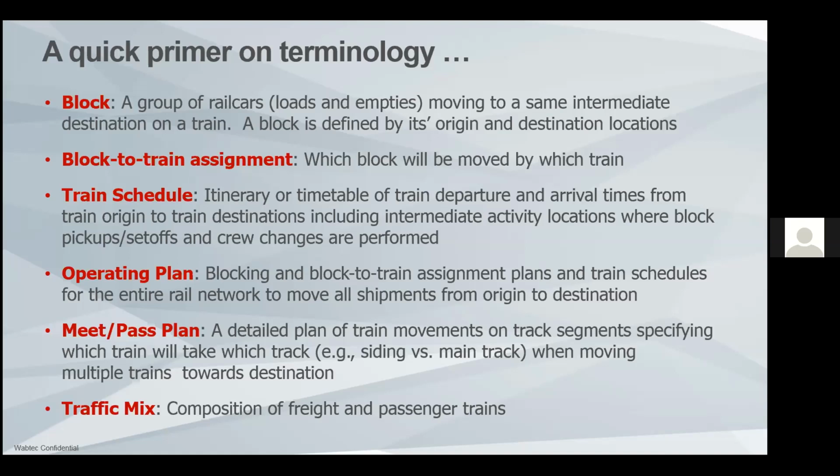And traffic mix or mixed traffic basically means composition of freight and passenger trains. Normally on the freight railway, you will have various types of trains operating. You may have a merchandise train, intermodal train, multi-level train, coal train, grain train, and also passenger train. So that's what we mean by traffic mix.